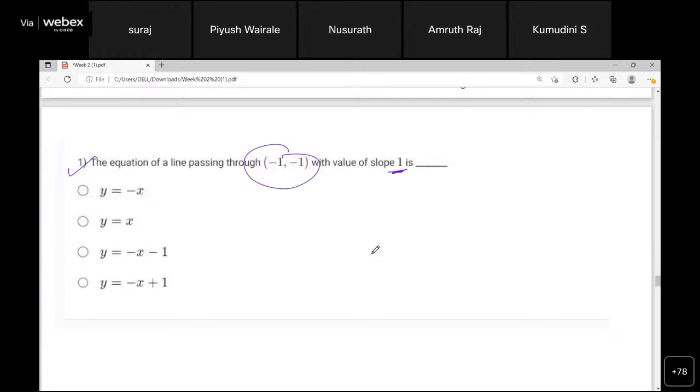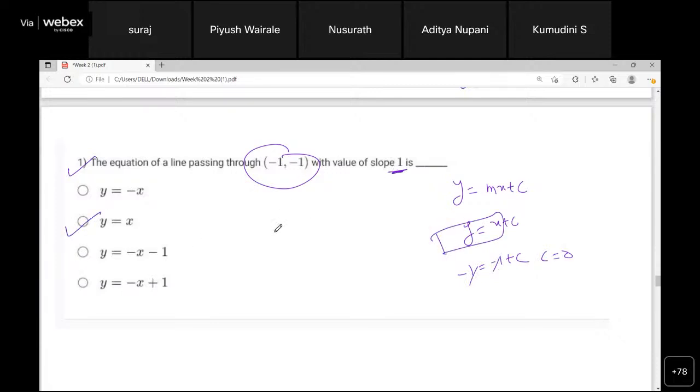Find out: minus x minus 1. So y equals x. Yeah, there are two ways. I can take the general equation y equals mx plus c. The slope is given to me, that is 1, so it is x plus c, and the point is also given. So when x equals minus 1, y equals minus 1 plus c, right? So it will get cancelled, c equals 0, so y equals x is the answer, right?